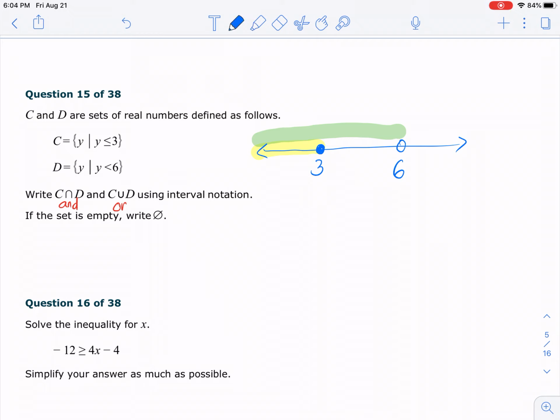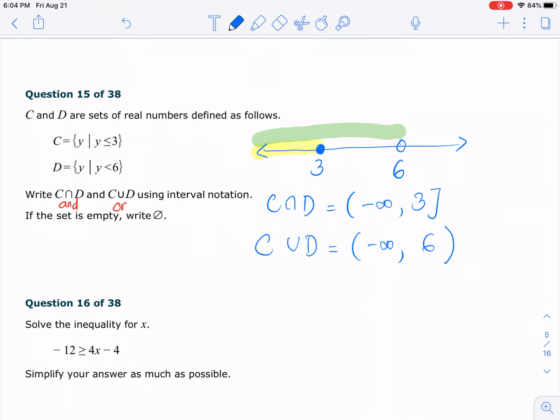Now, for the intersection, you want to locate where we have both colors. In this case, it's going to be from negative infinity, and we stop at 3, included. For the union, wherever you see colors, that's your solution set, start to end. So it starts from negative infinity and it ends at 6. Don't include that one because of the strictly less than 6.